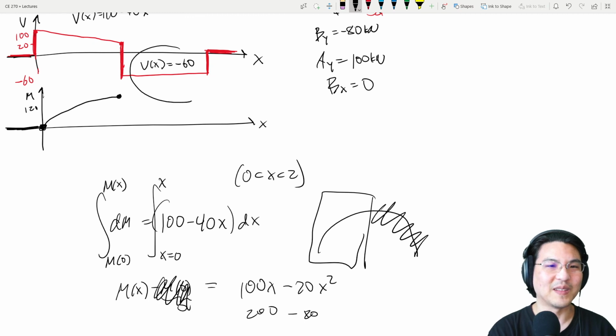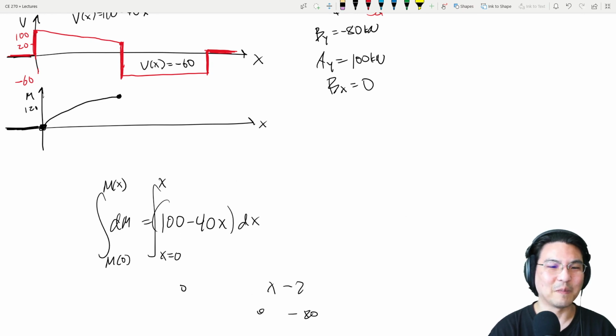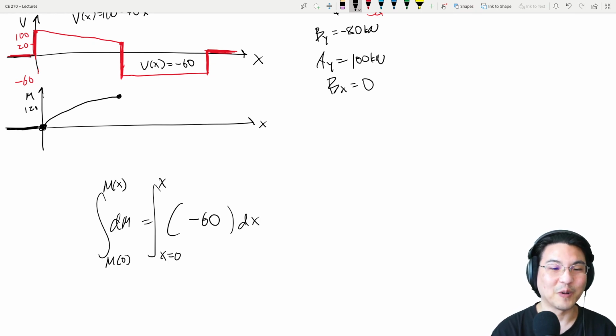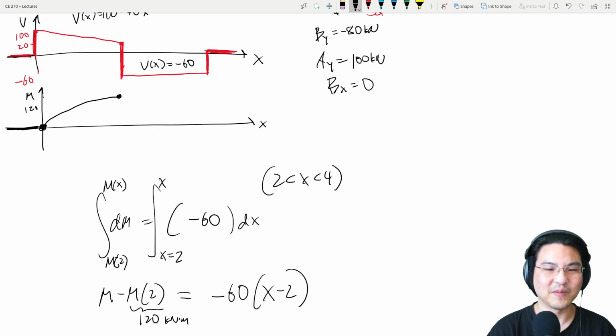Okay, and then now the shear changes over here. So we basically have to start over, right? So try again. This time, this function over here, the shear, is negative 60. And then now we're integrating from x equal to, over here is 2, right? So from 2 to some other x, where x is now between 2 and 4, because we're over here now. Okay, so what do we have here? M minus m at x equal to 2, which was 120 kilonewton meters. And then negative 60 times x minus 2, right?